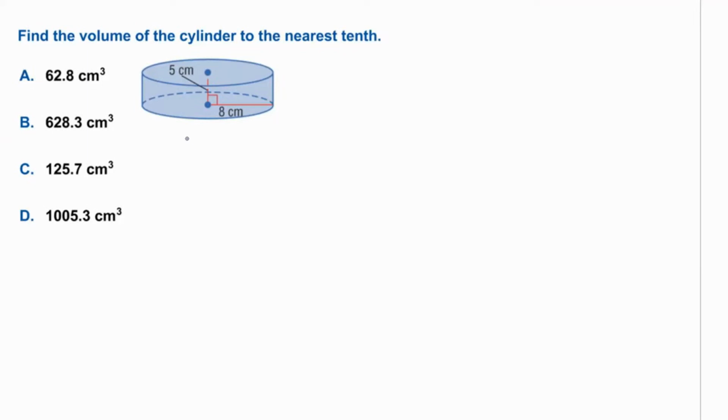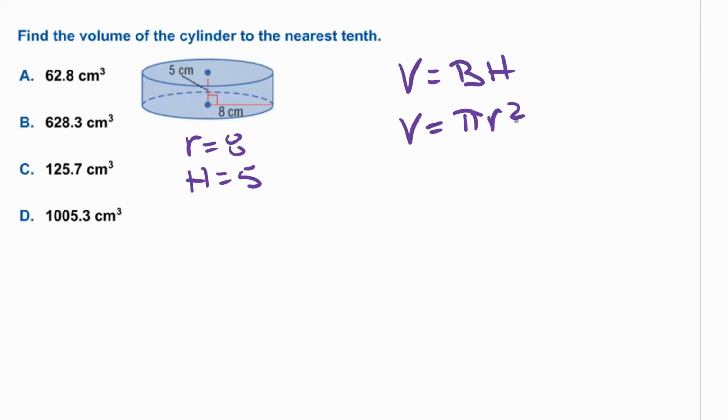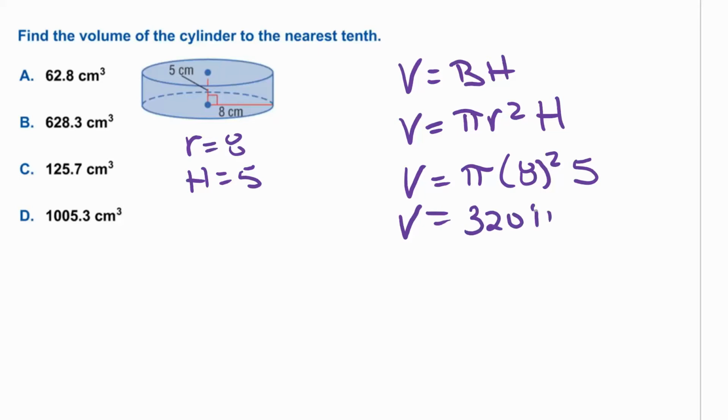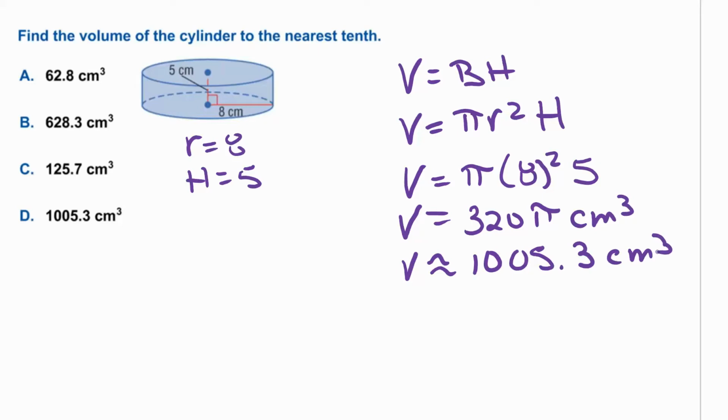For this example, the radius is 8, the height is 5, volume equals base times height. The volume would equal pi r squared is the formula for the area of the base times the height of the cylinder. So the volume equals pi 8 squared times 5. So the volume is 320 pi centimeters cubed, which is approximately 1,005.3 centimeters cubed.